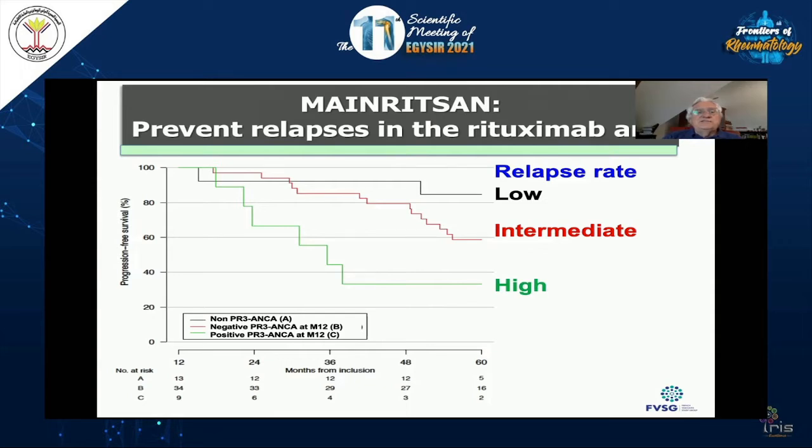When you look at the patients who are PR3 ANCA in green, they have a high relapse rate. When they have anti-MPO antibodies, or when they are negative, the level of antibodies has disappeared during treatment, there is an intermediate response in terms of relapses. And of course, for the patients who have no ANCA, the relapse rate is very low. And it confirms what has been shown by our American colleagues, that the marker which is important to predict relapse is not the CD19, it is not the ANCA titer, it is the presence or the absence of ANCA and the disappearance or not of ANCA.